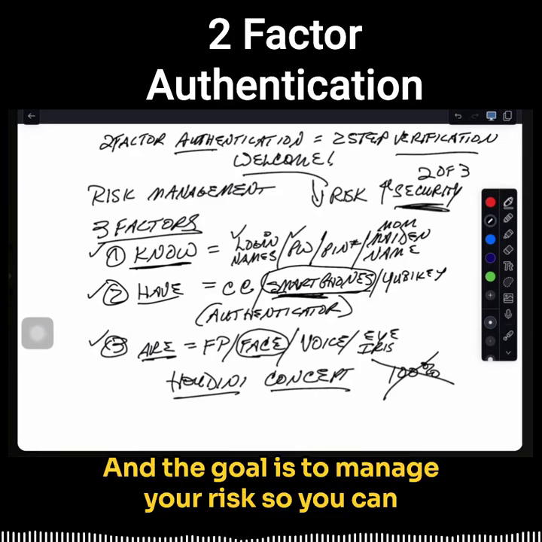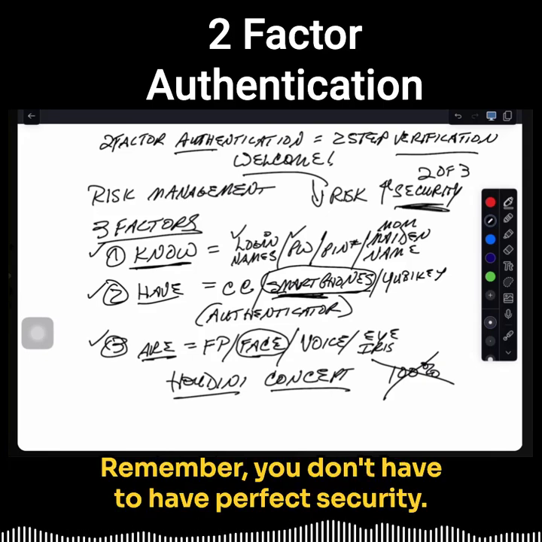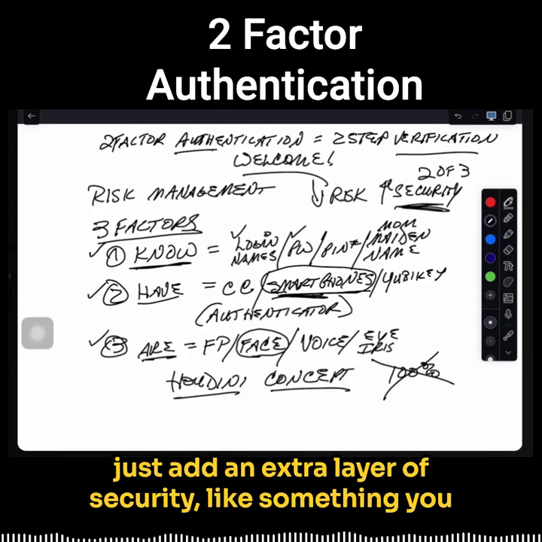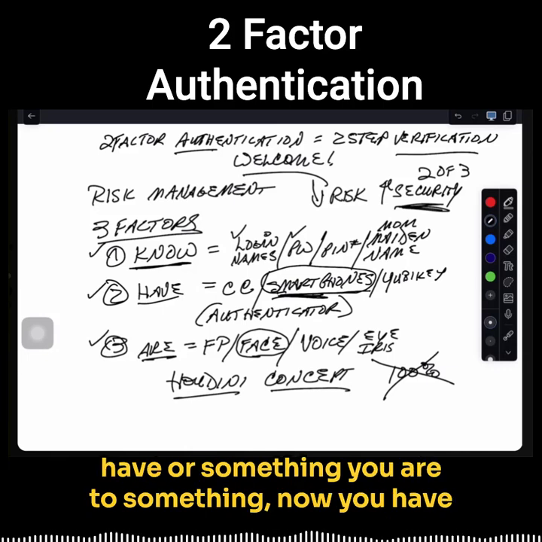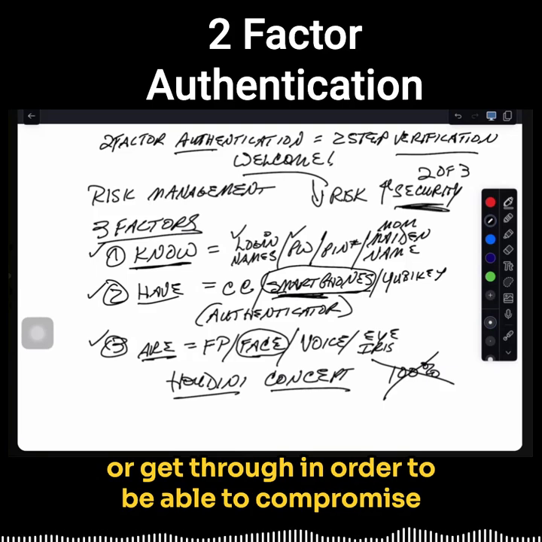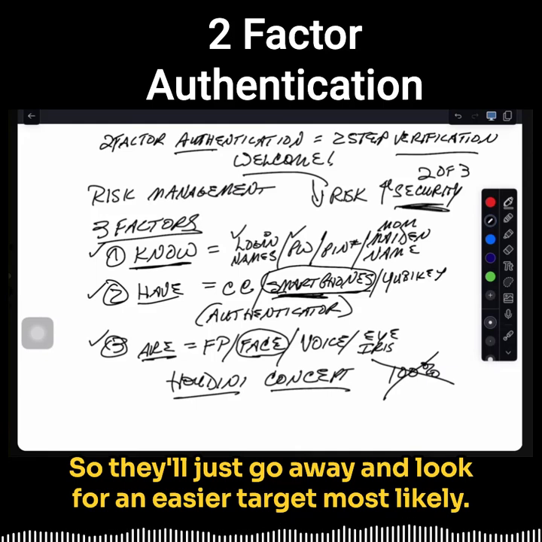And the goal is to manage your risk so you can minimize your risk and maximize your security. Remember, you don't have to have perfect security. Nothing is going to be 100% secure. But if you just add an extra layer of security, like something you have or something you are, now you have a hurdle, an extra element that the bad guys are going to have to jump over or get through in order to compromise you, right? And put you at risk. So they'll just go away and look for an easier target, most likely.